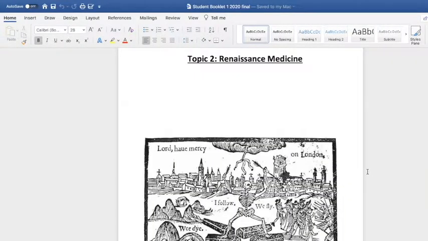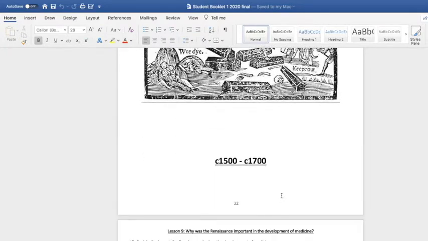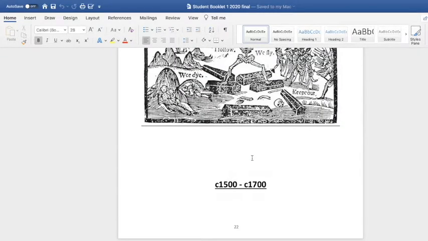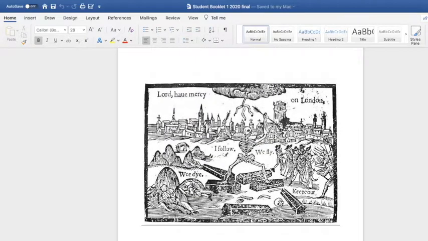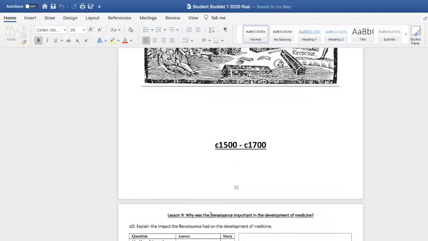For today's lesson, we're starting topic 2 of medicine, and that is looking at Renaissance medicine. The Renaissance is a time period between 1500 to 1700, so it's right after the Middle Ages. Just to give you a little bit of background about the Renaissance period and the Middle Ages: the Renaissance, like I said, was this period of time from the 14th century to the 17th century, and the actual word Renaissance means rebirth.